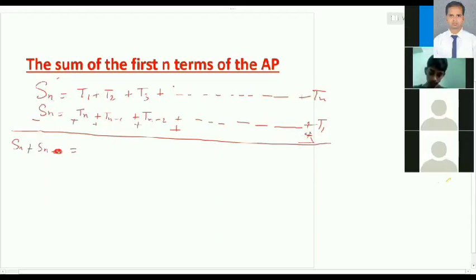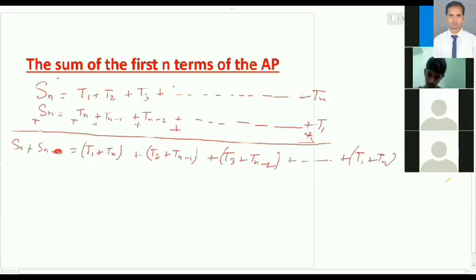What will you get as the first term? T1 plus Tn. What will be the second term? T2 plus Tn minus 1. Next will be T3 plus Tn minus 2. And in the same way, if you come to the last term, this will be equal to T1 plus Tn.